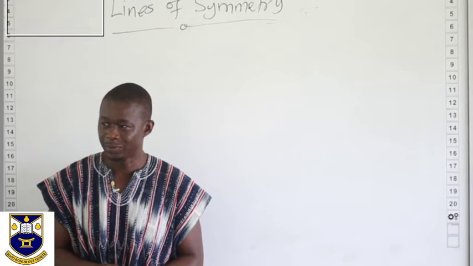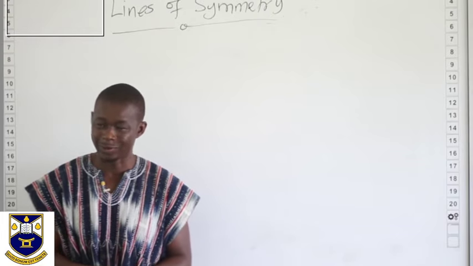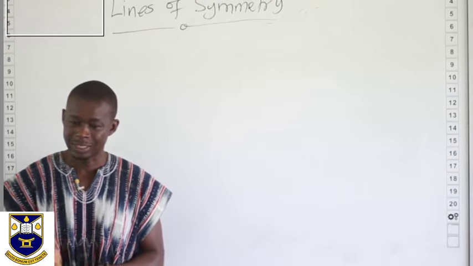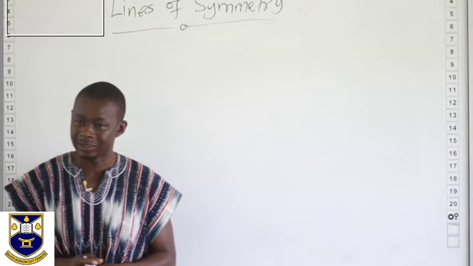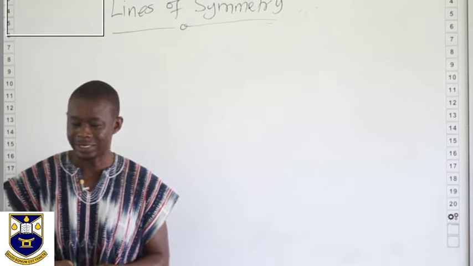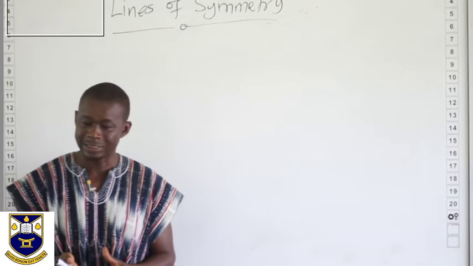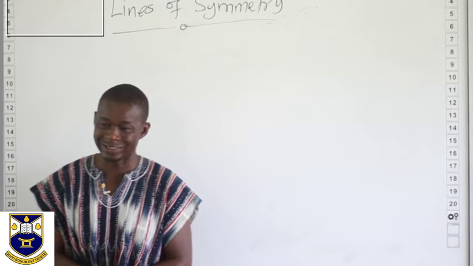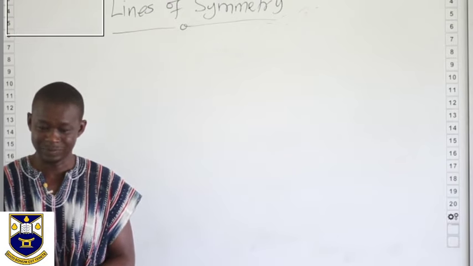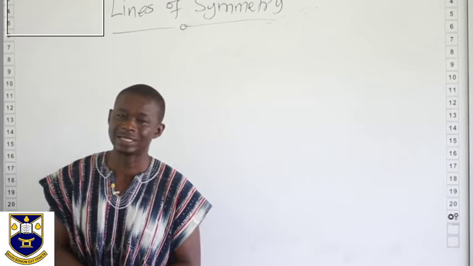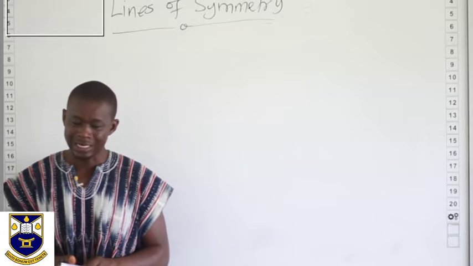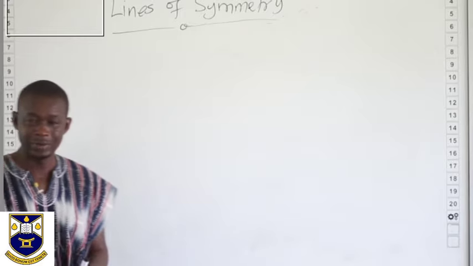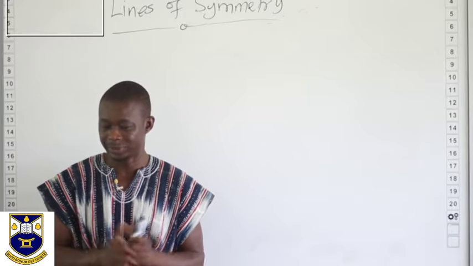Now, we said that we have polygons. Examples of polygons, I hope you remember: triangle, that is three-sided; quadrilateral, four-sided; pentagon, and so on. We also saw that a circle is also a plane shape. So today's lesson, we are going to look at lines of symmetry of plane shapes. We are looking at lines of symmetry.